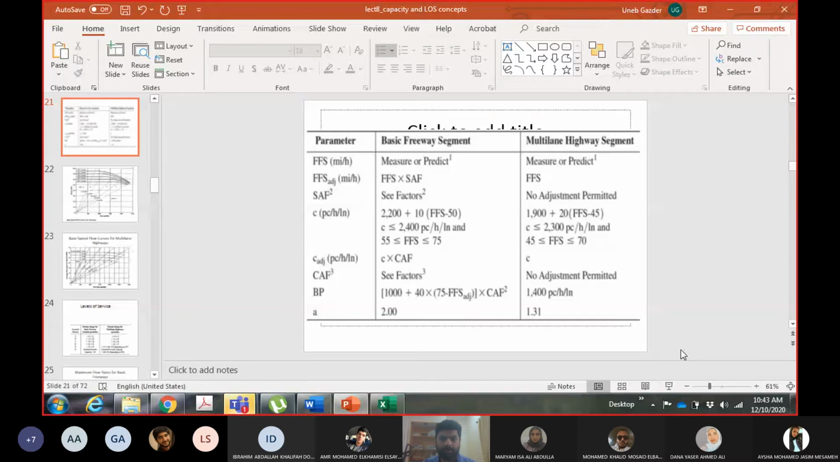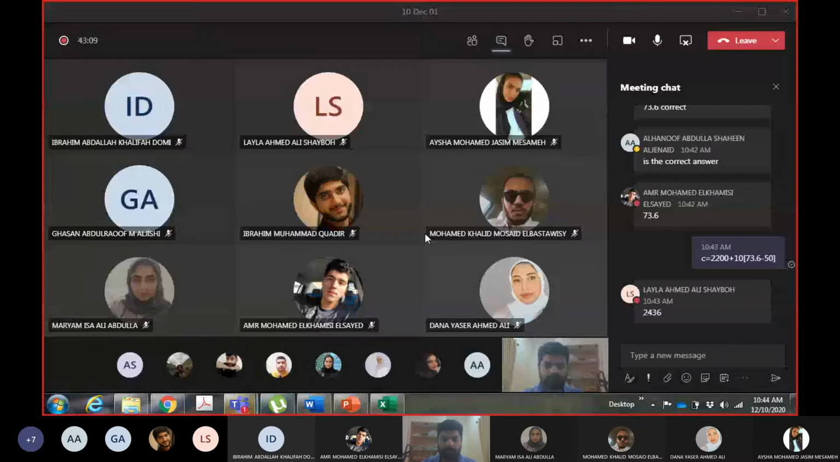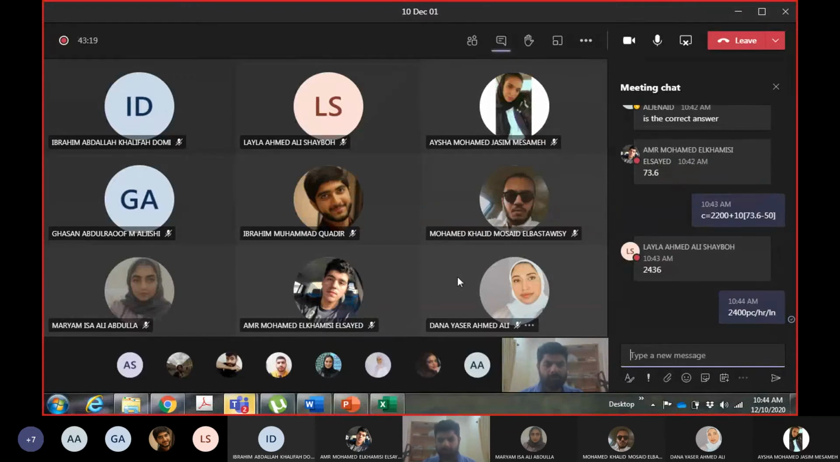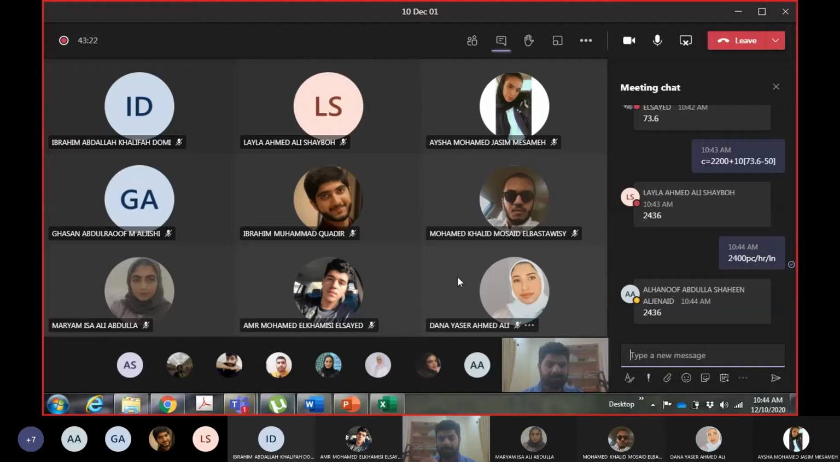2436. Now you see they have given me a maximum value of capacity. Whenever the value from the equation exceeds the limit of 2400, capacity cannot be more than 2400, so the capacity will be taken as 2400. So I will take capacity as 2400 now.